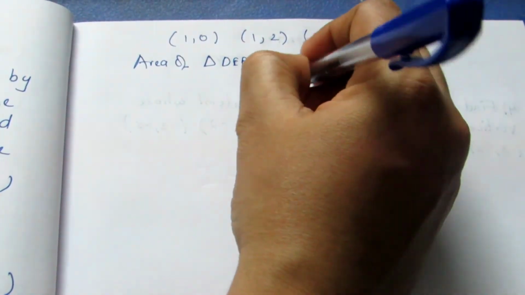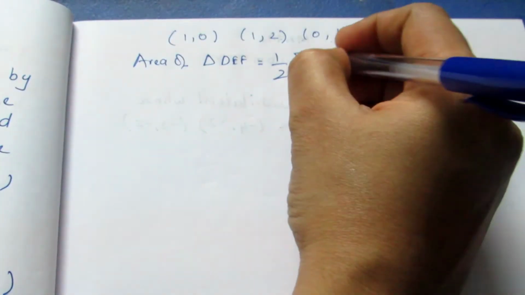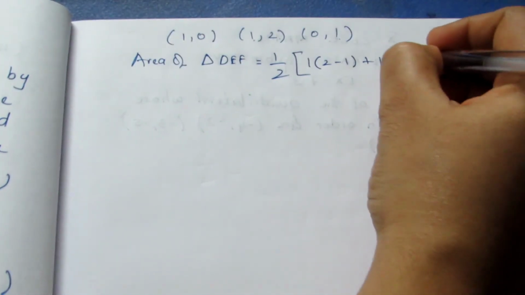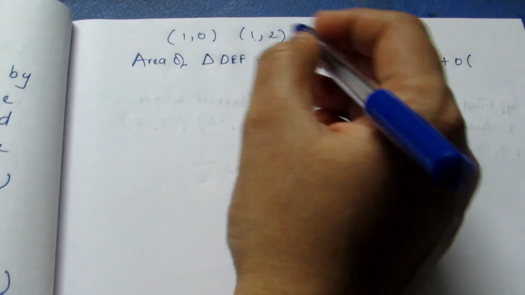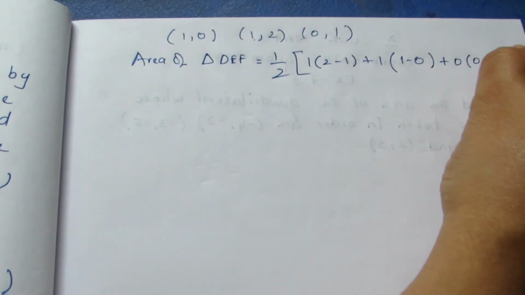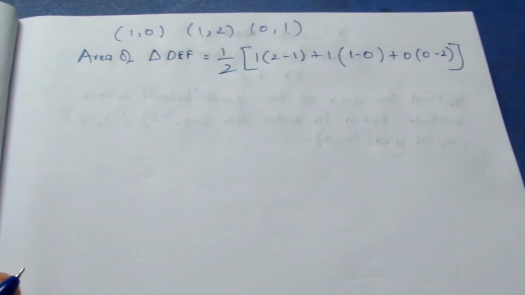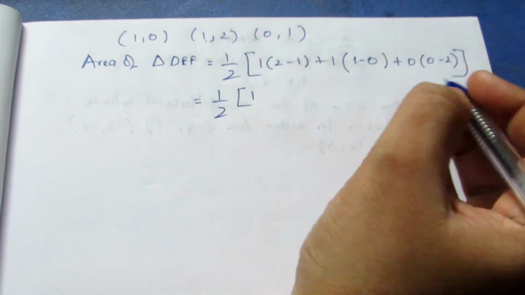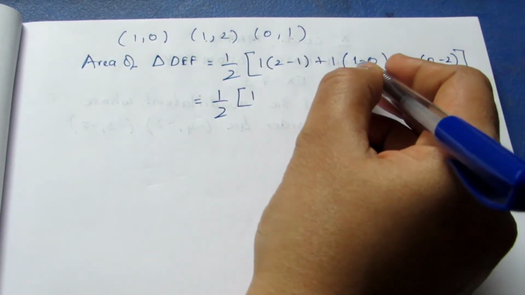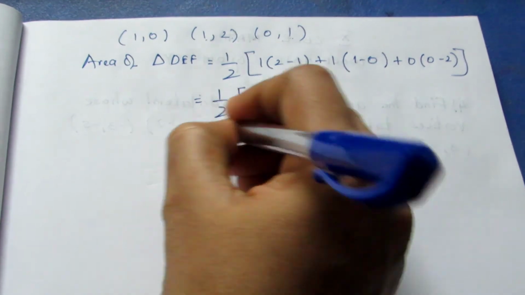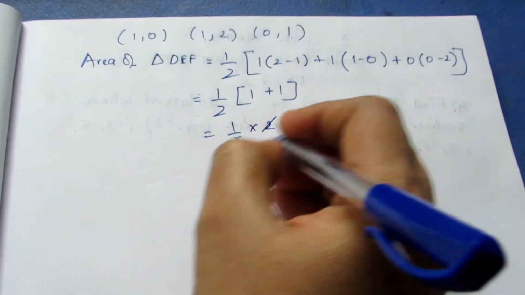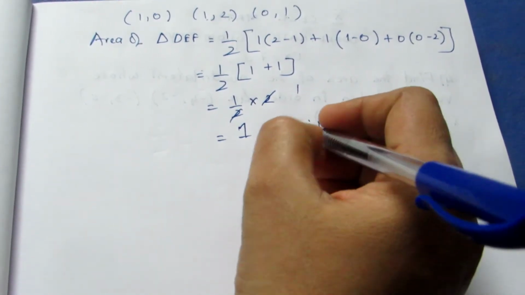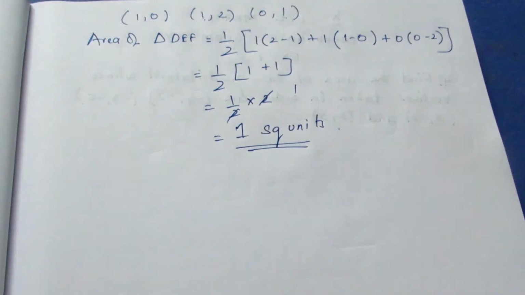So half into 1 (2 minus 1) plus 1 (1 minus 0) plus 0. 0 into any number will be 0. So you can leave this part. Here half, this becomes 1. 1 into 1 will become 1. Here 1 minus 0 is 1. 1 into 1 will become 1. So half into 2 gets cancelled, it becomes 1. So area will be 1 square unit. For DEF it is 1 square unit.